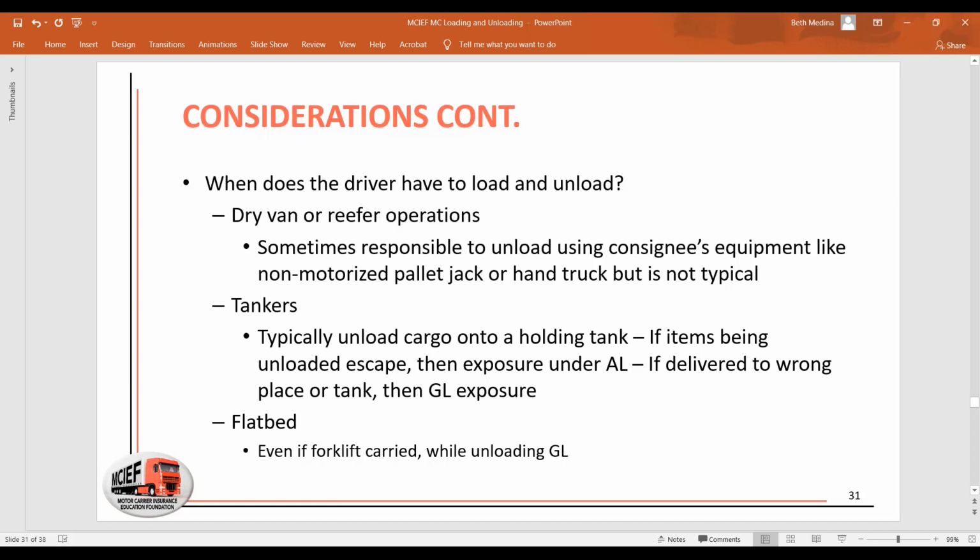Now, you talk about even the pallet jack. We have some pallet jacks that have to be pulled with no motor in it, non-motorized. We have some pallet jacks that have a motor on it. If the pallet jack has a motor on it, then as we're unloading and we damage the public, when we're unloading somebody, then that is GL. If it doesn't have a motor on it, it will be auto.